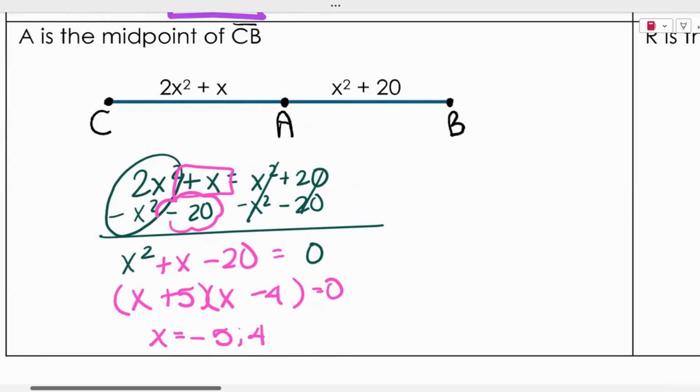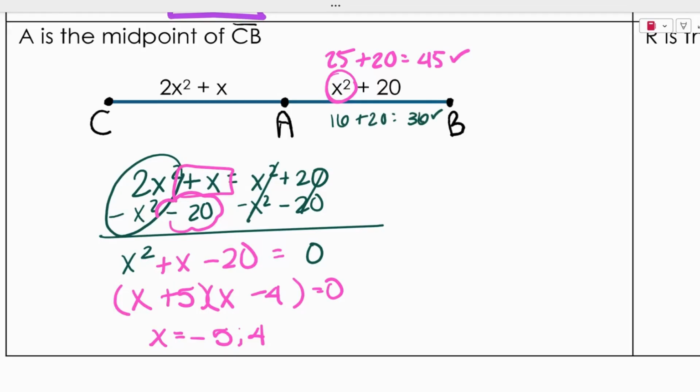And just like in any factoring question in geometry, you have to make sure that your algebraic answers are going to make sense geometrically. And by that, I mean that you are going to plug these in and you should get positive values. So if I plug in -5, it's going to give me 45 as one answer. And if I plug in positive 4, it's going to give me 36. So both of these are valid answers to this question.